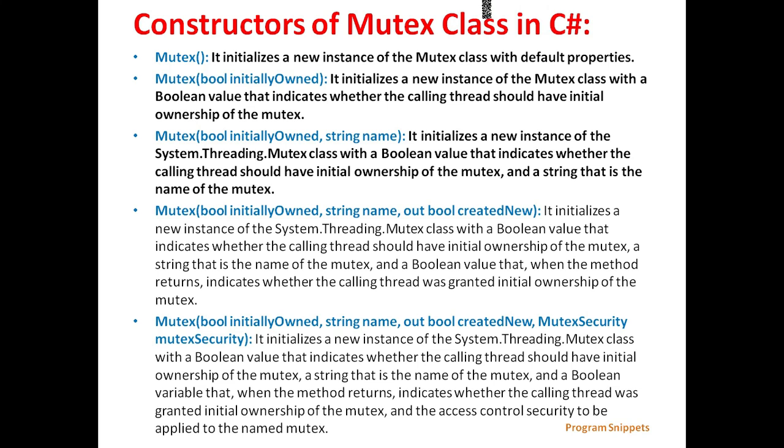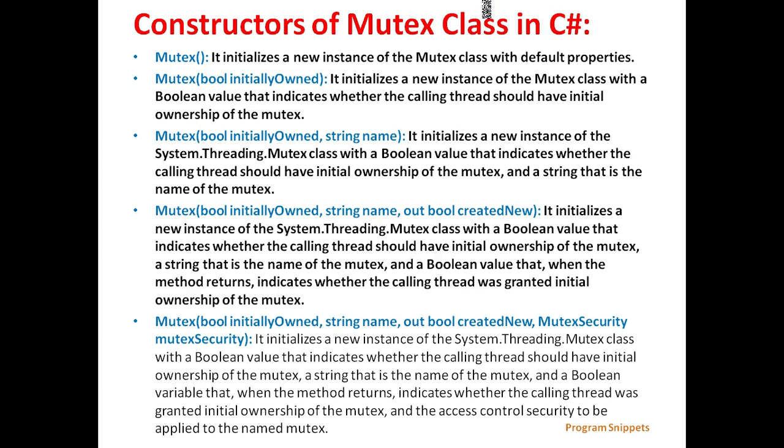Mutex with parameters initiallyOwned and name initializes a new instance of the System.Threading.Mutex class with a boolean value that indicates whether the calling thread should have initial ownership of the mutex and a string that is the name of the mutex. Then Mutex with parameters initiallyOwned, name and createdNew initializes a new instance of the System.Threading.Mutex class with a boolean value that indicates whether the calling thread should have initial ownership of the mutex, a string that is the name of the mutex and a boolean value that, when the method returns, indicates whether the calling thread was granted initial ownership of the mutex.